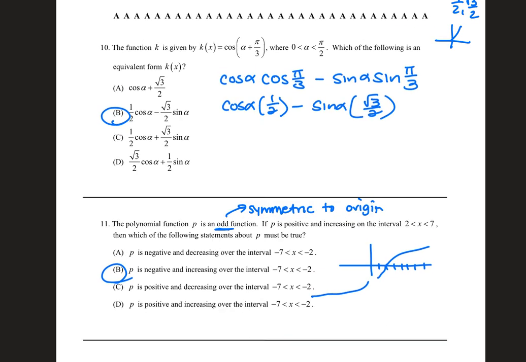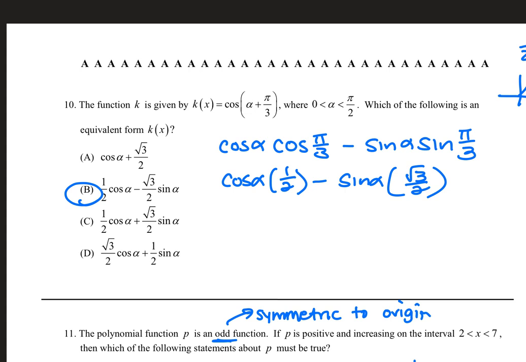10 says the function k is given by cosine of theta plus pi over 3, where 0 is less than alpha, which is less than pi over 2. Which of the following is the equivalent form of k of x? I said it last week, but we haven't done sum and difference in a long time. Make sure you look back over sum and difference. It's like a gift in your lap. I didn't know they could go sum and difference like that.